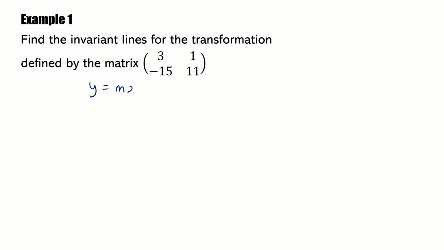So if we're going to assume it's a straight line of the form y equals mx plus c, what we're basically aiming to do is find the values of m and c. Therefore, we're going to start off with a point that lies on that invariant line. Let's call it the point with x coordinate x, and therefore the y coordinate, if it's going to lie on that straight line, must be mx plus c.